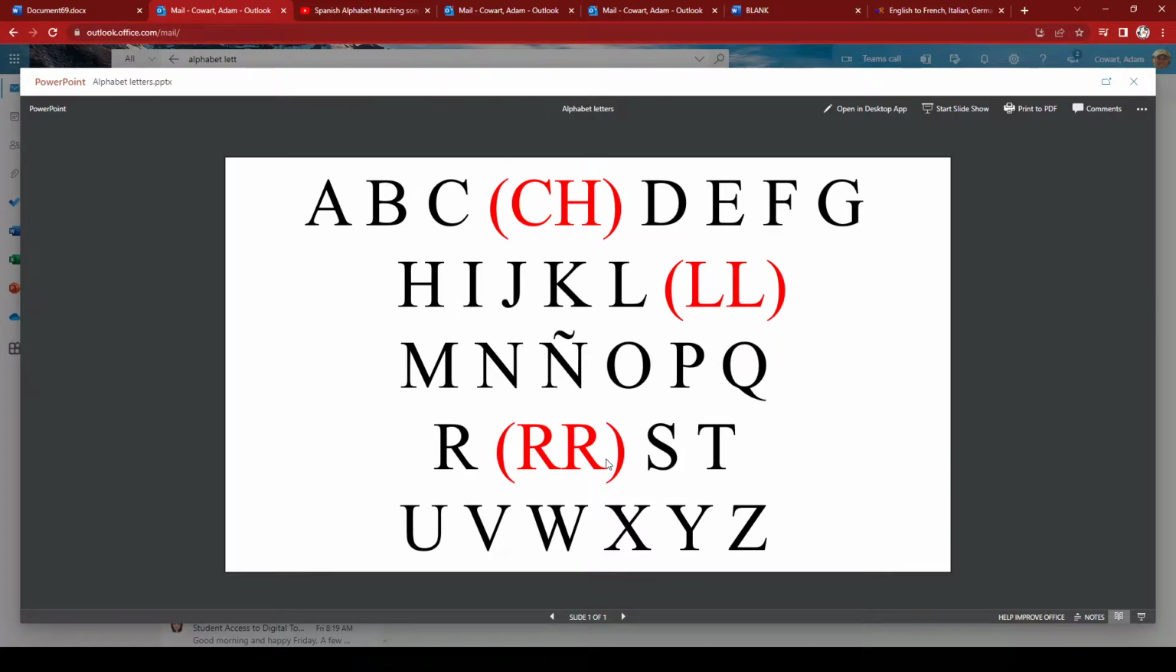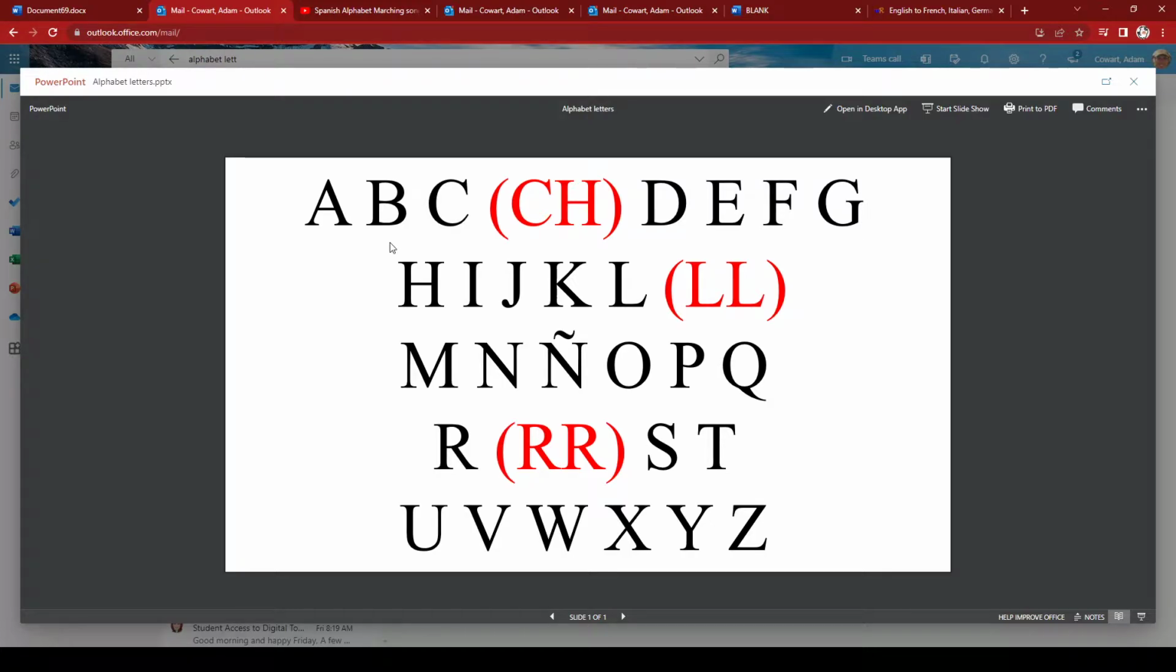Okay? Now, I'm going to go through and tell you how to pronounce each one. This is the name of the letter, kind of like in English, this is a W. This is an X. Okay? So this is the name of these letters, and you can say them with me if you'd like.